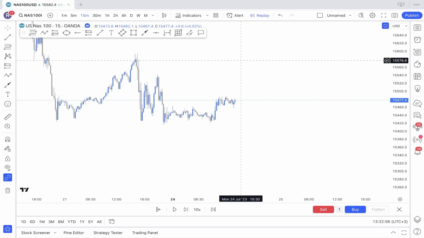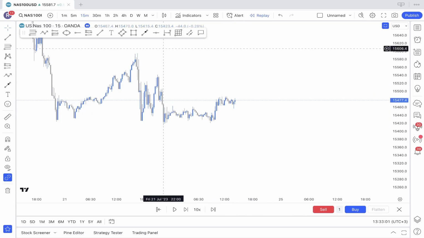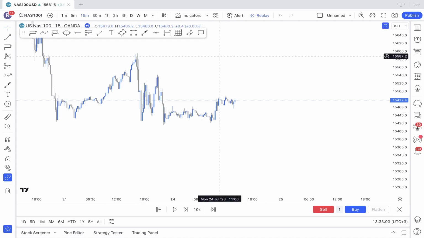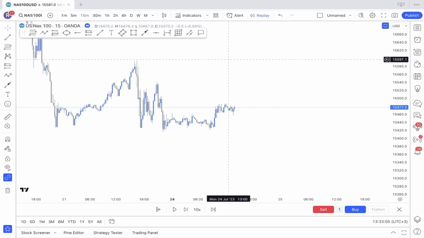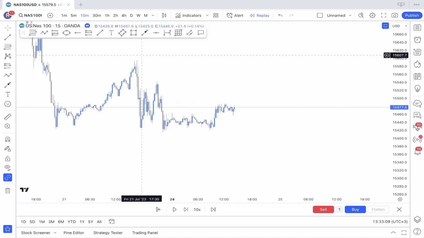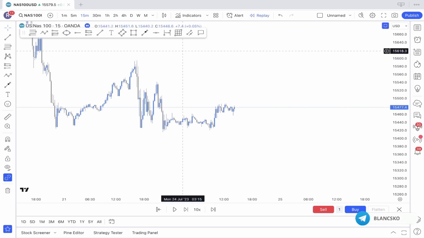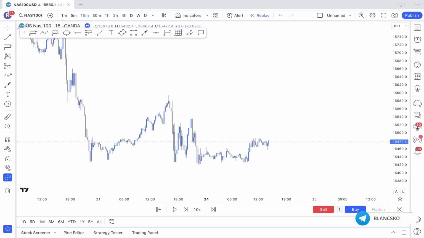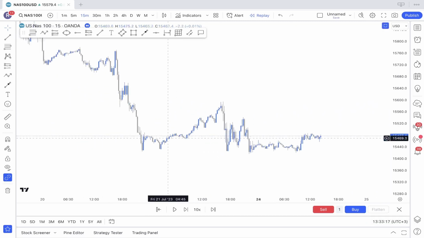Okay, so I'm gonna use the bar replay to show you exactly when I opened the NAS 100 chart for that specific day, and it was around this time. This was when I opened the chart on NAS 100, and the first thing that caught my attention was the intraday bearish trend, the bearish order flow on the M15 time frame.